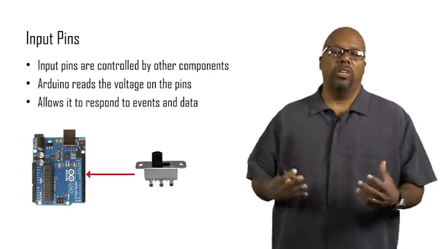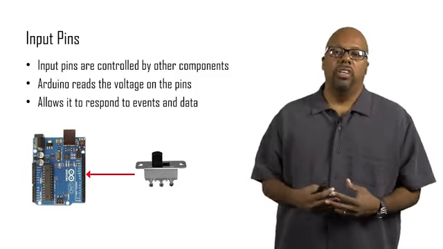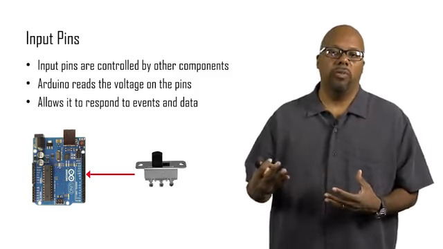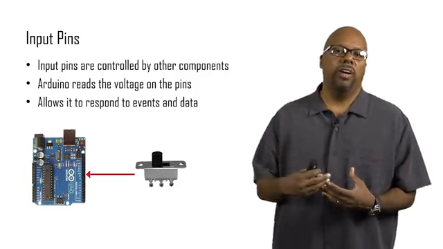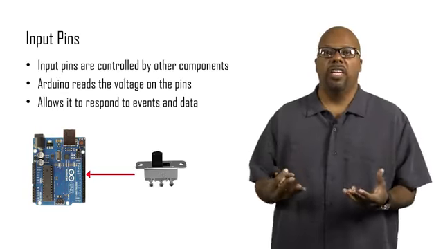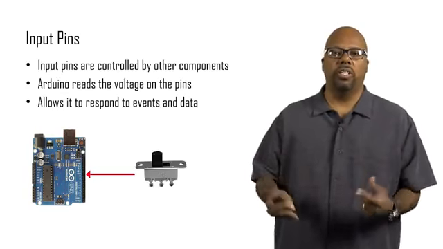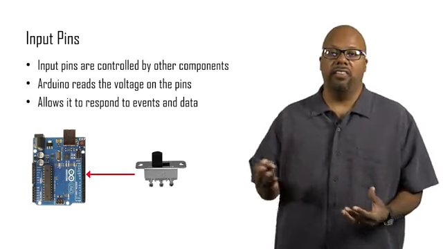So in this way, the Arduino can receive input from the outside world. So this is how you connect sensors up to the Arduino. You take the sensor, you wire it to some of these input pins. The Arduino can then read the voltage and interpret whatever the data is that the sensor is producing.